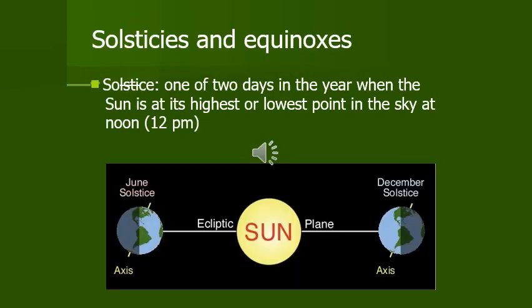You can observe here one picture is given, that is called solstice. What is meant by solstice here? Solstice means one of 2 days in the year when the sun is at its highest or lowest point in the sky at noon, that means 12 p.m. It is called solstice.